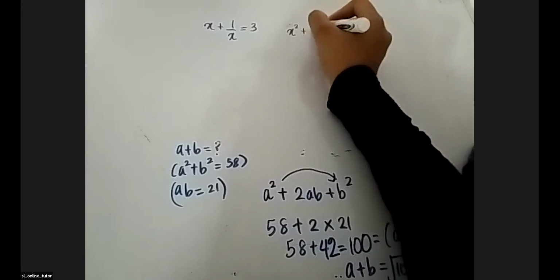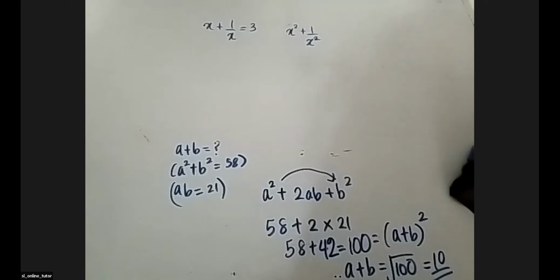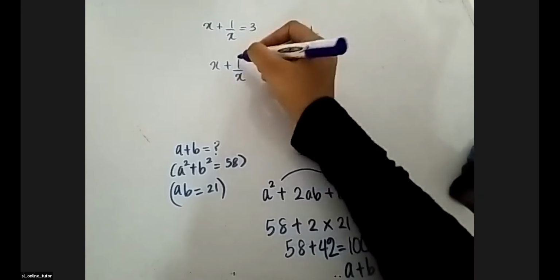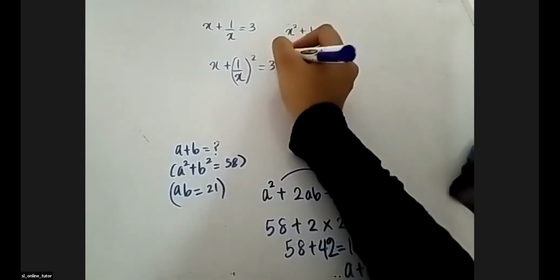Okay, who did the question? The last one, Miss. I did, Miss. Okay, Ashman, tell me how did you do this one? (x + 1/x)² equals 3², like that.